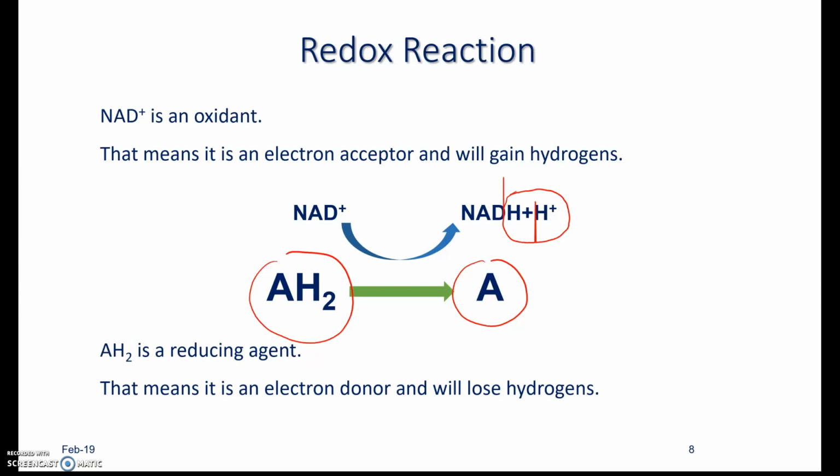So right here we have the electron acceptor. This is an acceptor because it can accept electrons. This is the donor because it lost hydrogens and electrons.